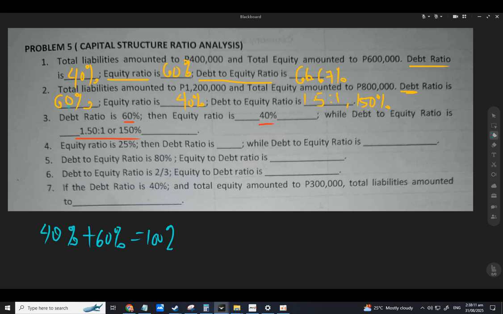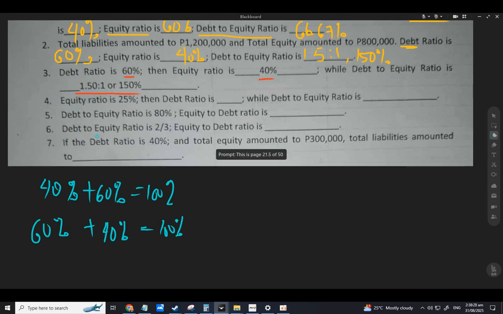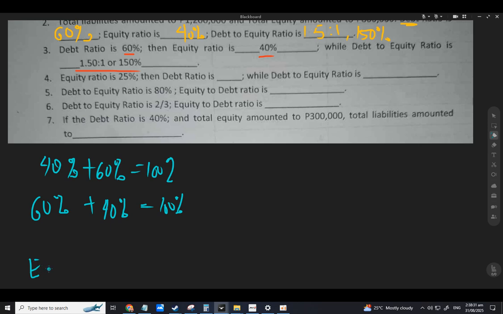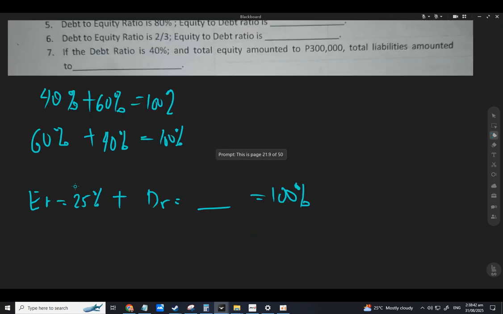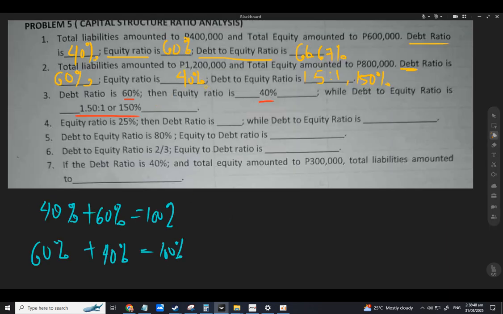Same with number 2. Ang debt ratio is 60% at ang equity ratio natin is 40%. It will still arrive to 100%. Diba? So, paano yun? Kung ang equity ratio natin dito ay 25%, anong idadagdag mo dito sa debt ratio para maging 100%? So that will be 100 minus 25. Ang sagot ay 75. So 75% ang debt ratio natin.